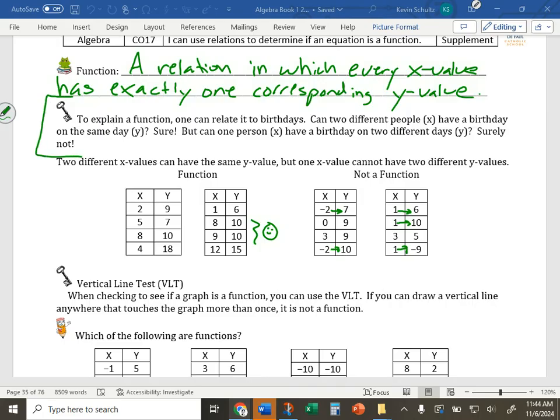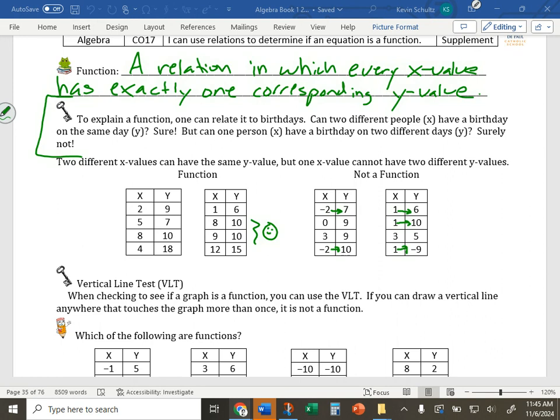You can think about it as birthdays, right? Is it possible for one person to have more than one birthday? No, right? Every person has exactly one corresponding date on which you were born. That's your birthday. Okay? Is it possible for two people to have the same birthday? Yes, of course it is. That's kind of what's going on here, right?